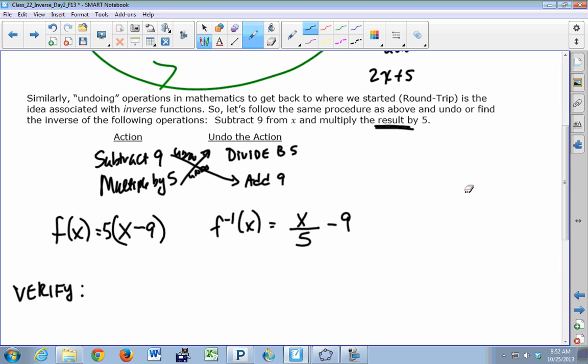Set them equal to each other. Well, they'll never be equal. Yes, thank you. Plus 9. Add 9 to both, right? I didn't even follow my instructions, did I? Square them.